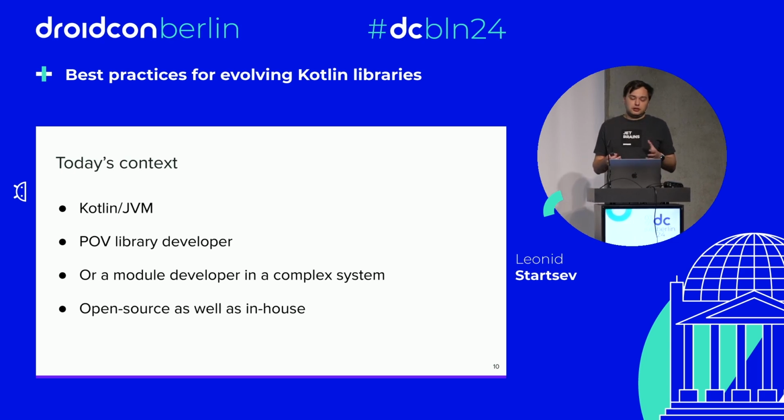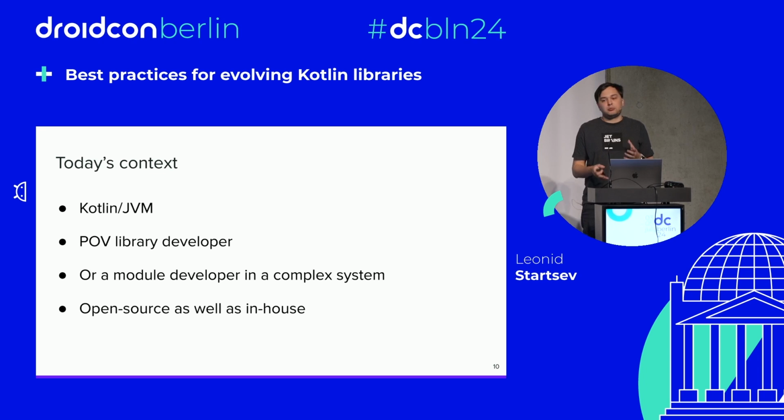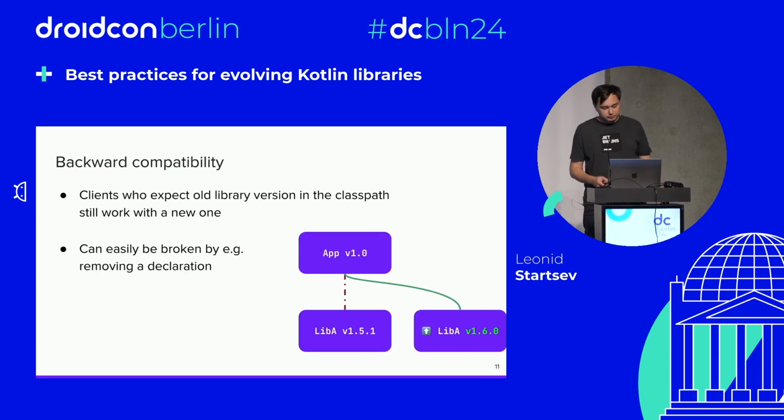These pieces of advice are also applicable if you develop some in-house library or in-house module in some complex system where parts can be deployed separately, and so on. So what we care about most is backward compatibility. So clients who expect an older library version in the classpath still work with the new one. And such backward compatibility can be broken easily by, for example, removing a declaration.